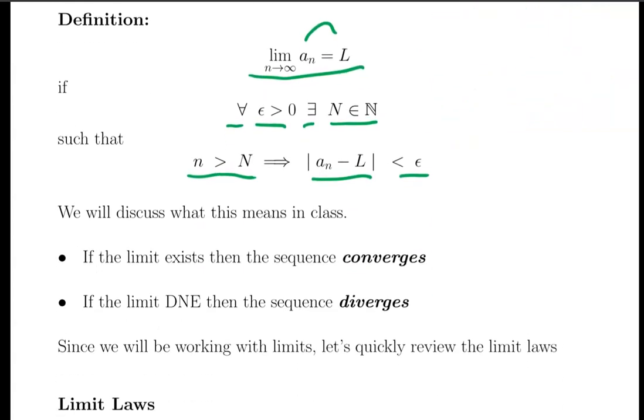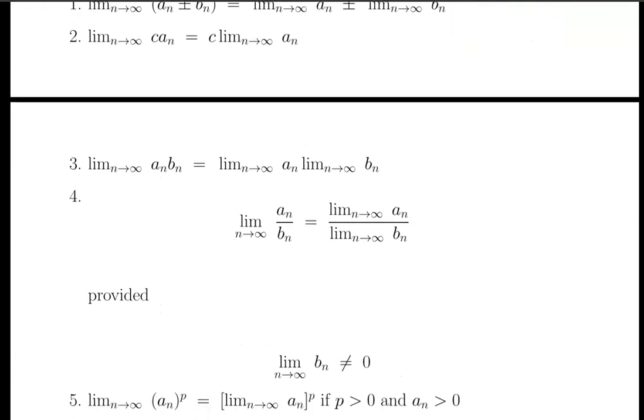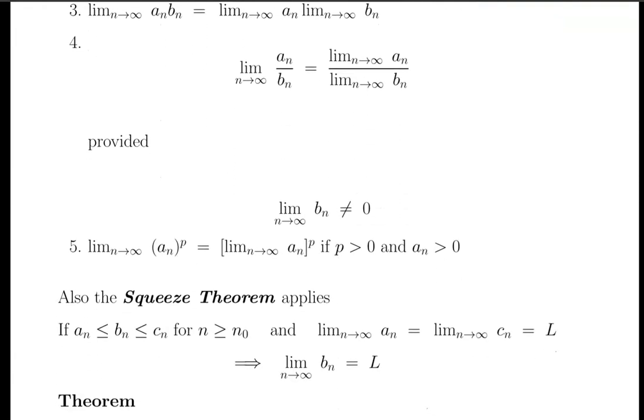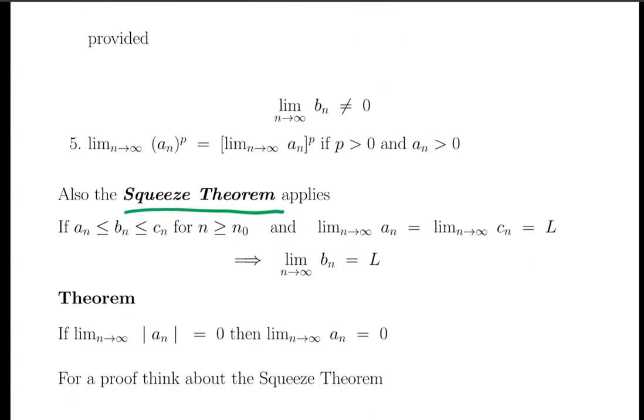Again, same sort of thing that we talked about before, right? If the limit exists, then the sequence converges to that number, whatever number it is that you get. If the limit does not exist, sometimes limits don't exist, then we say the sequence diverges. And again, feel free to use capital C or capital D. Okay. You can review the limit laws. You should know these already. The squeeze theorem also applies. Again, we've covered that. You should know that already. Make sure you take a look at that if you're not sure.